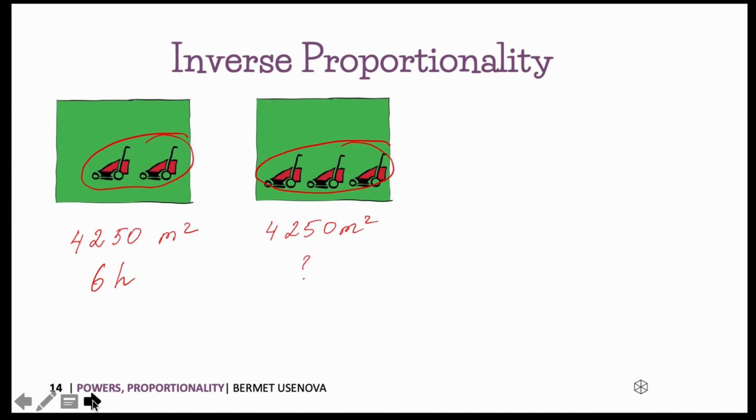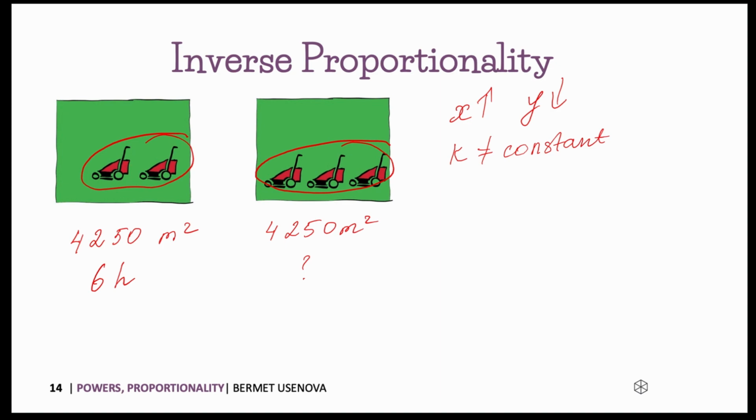Since the area here is constant, by increasing x, the k will not stay constant. K will not be constant because by increasing x, y will decrease, which means the more lawnmowers we add, the less time it will take to finish this area. So this situation is inversely proportional.